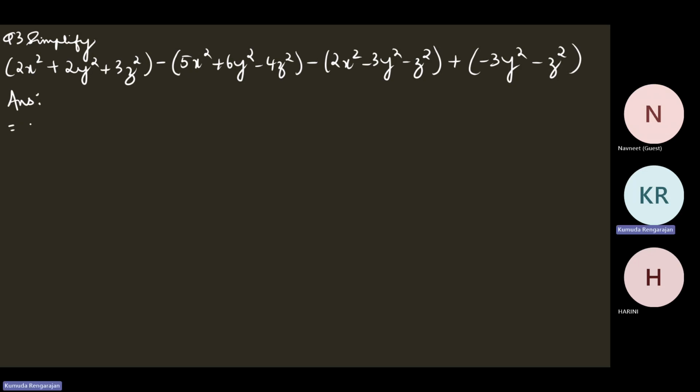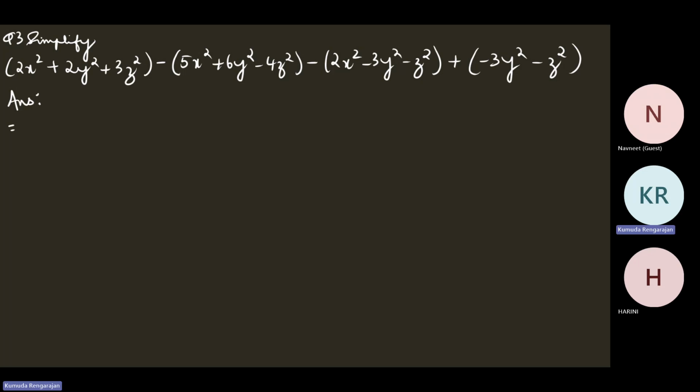So how many expressions do you have in the brackets? How many expressions do you see in all? 4. There are 4 expressions. The first 2 expressions are connected by a minus sign. The second and the third expression are connected by a minus sign. And the third and the fourth expression are connected by a plus sign.